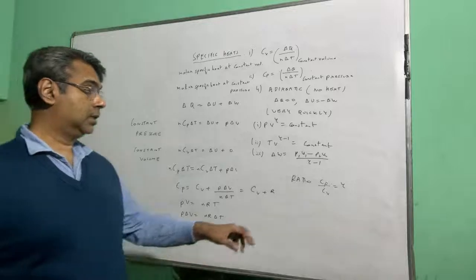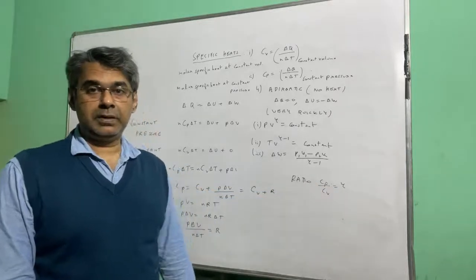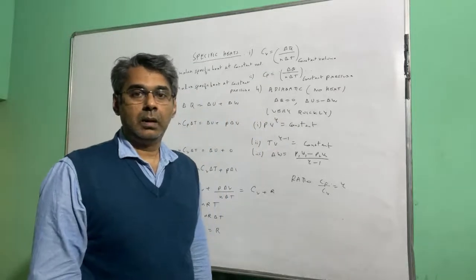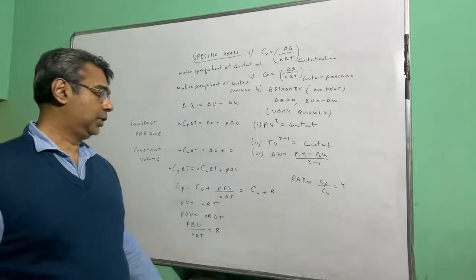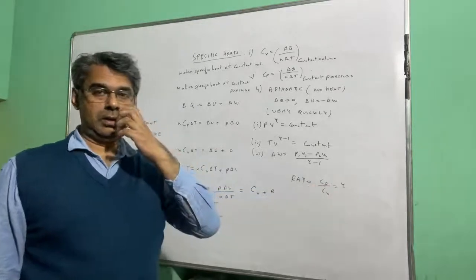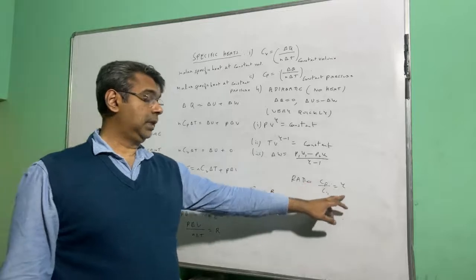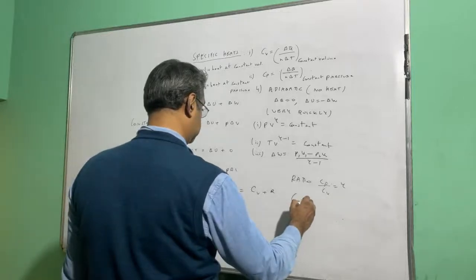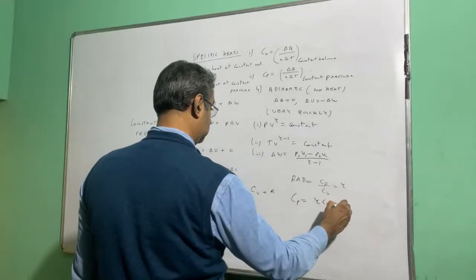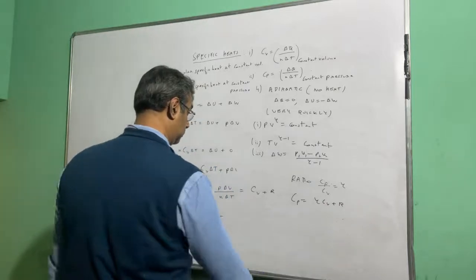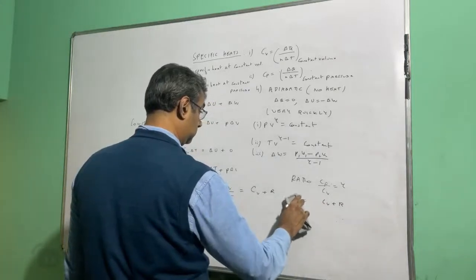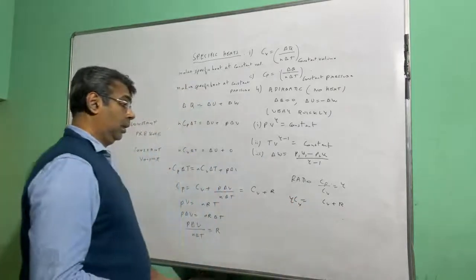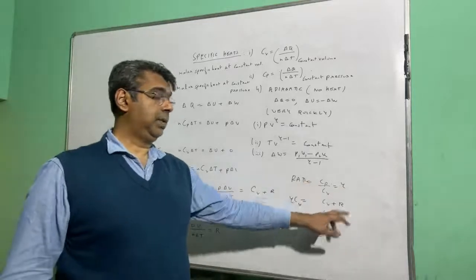Now, what is gamma? What is the ratio of Cp and Cv called? The ratio of Cp and Cv is called gamma.